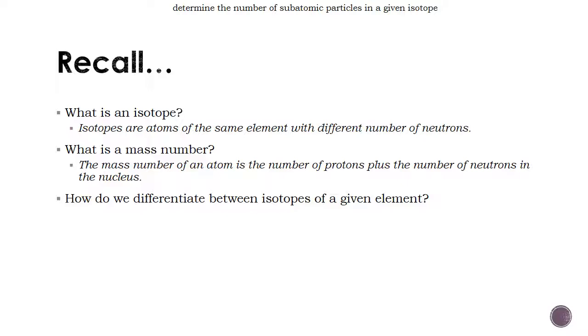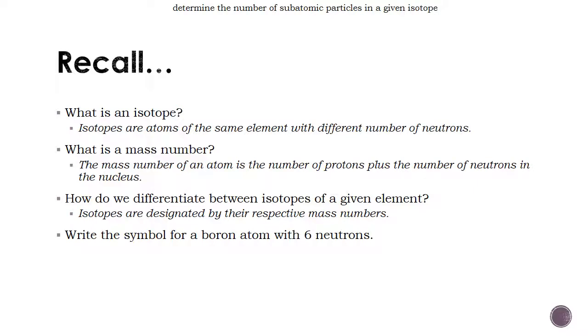Question number 3. How do we differentiate between isotopes of a given element? Isotopes are designated by their respective mass numbers. For example, if we have two isotopes of the same element, let's say chlorine 35 and chlorine 37, those numbers 35 and 37 are the respective mass numbers of those isotopes. We wouldn't even have to be talking about isotopes of the same element. For example, we could talk about chlorine 35 and bromine 70. We wouldn't have to have the same element. We could still refer to the mass numbers of those isotopes.